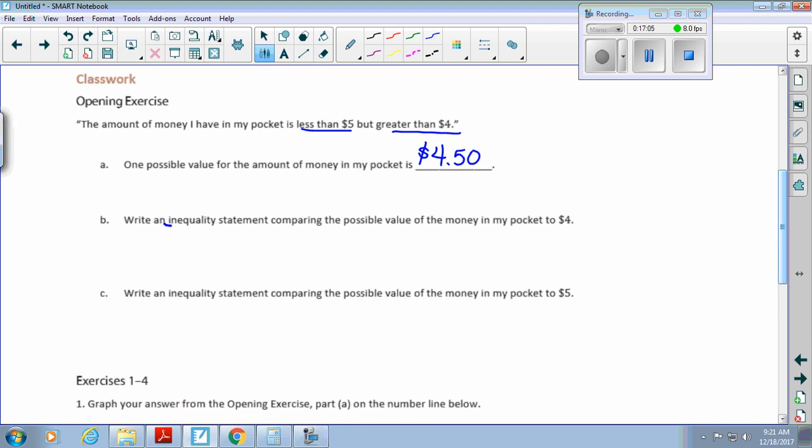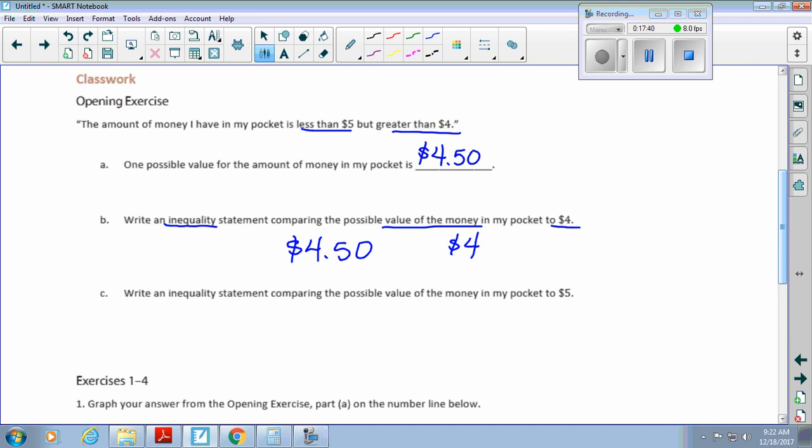All right, so write an inequality statement comparing the possible values. So again, inequality means it's going to have the number monster involved. Of the value of the money in my pocket, we're going to compare that to $4. So how much money do I supposedly have in my pocket? $4.50, and we're comparing that to $4. So the number monster has lined them up, in this case greatest to least, right? Which number is it going to have its mouth open to, drooling out the side? Jasmine?